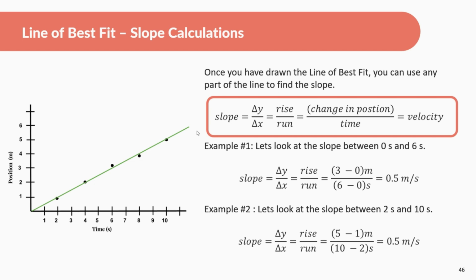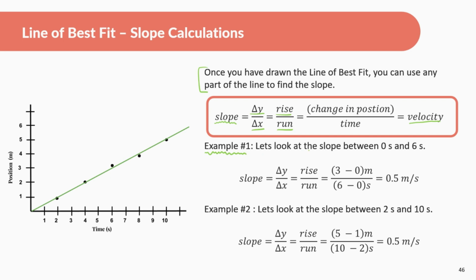Okay, so once you have drawn the line of best fit, you can use any part of the line to find the slope. And as we should have learned before, the slope is the rise over run, or the change in y over the change in x. So change in position over change in time is going to give us the velocity. So let's look at this example, and you might have to watch this again to understand it.